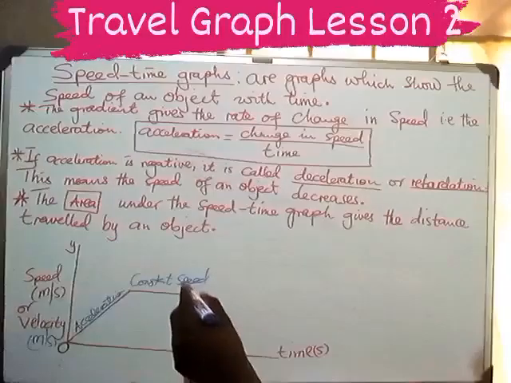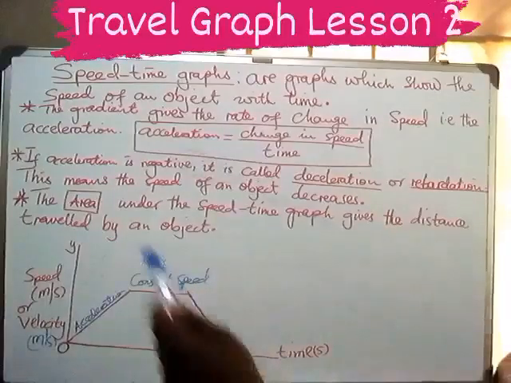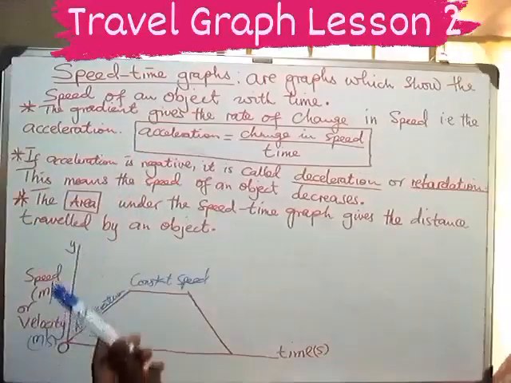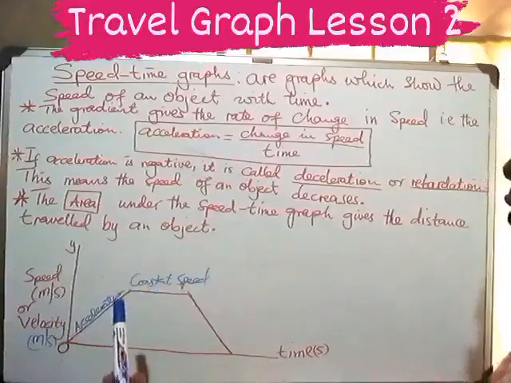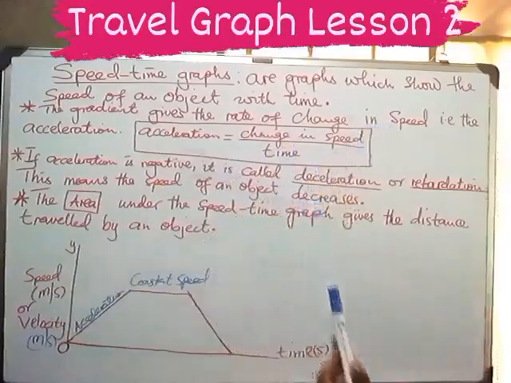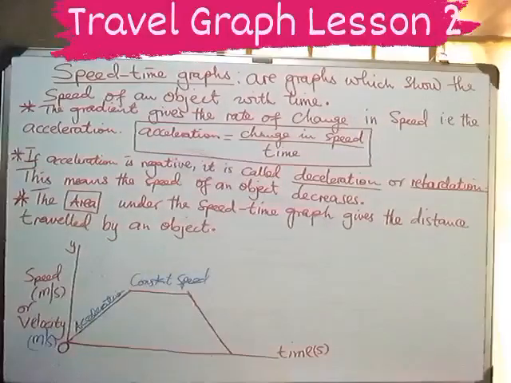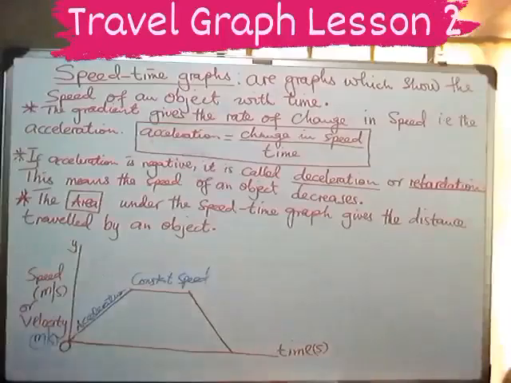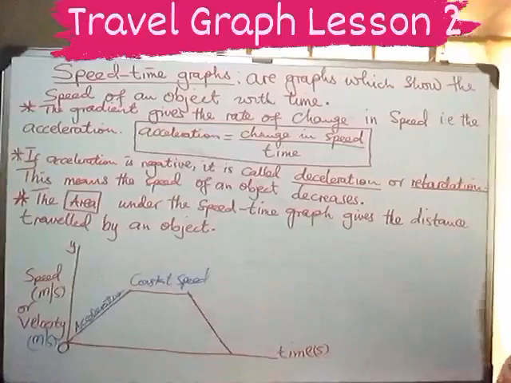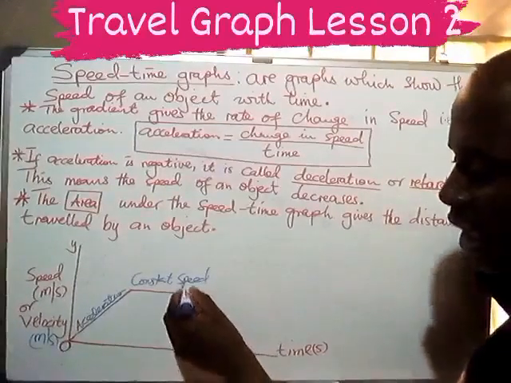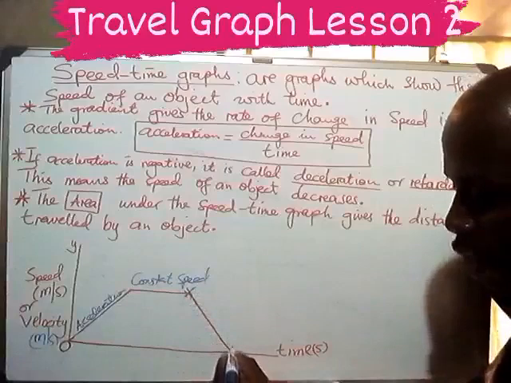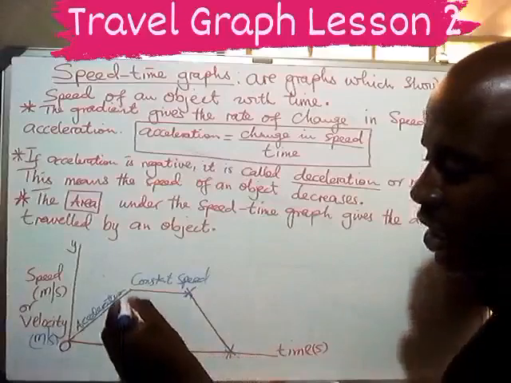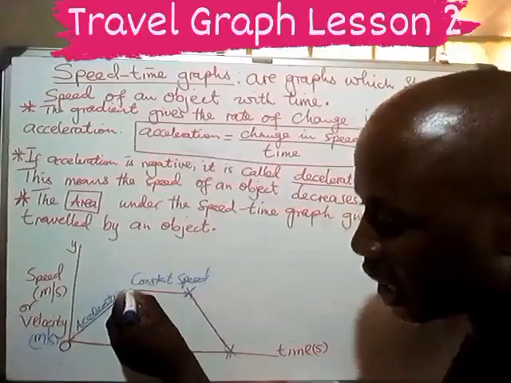Now, we also have this part here. From this statement we are saying if acceleration is negative, it is called deceleration. If acceleration is negative, it is known as the deceleration or retardation. So this means that the speed of an object decreases. So from this point here up to this point here, the speed is not increasing, but it is reducing.